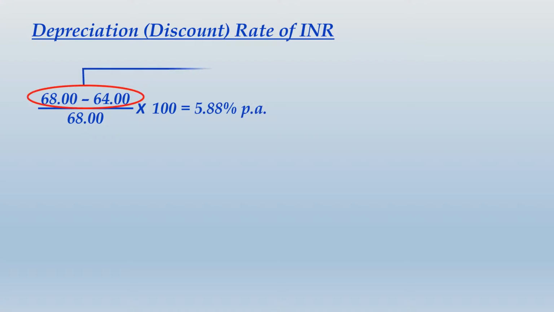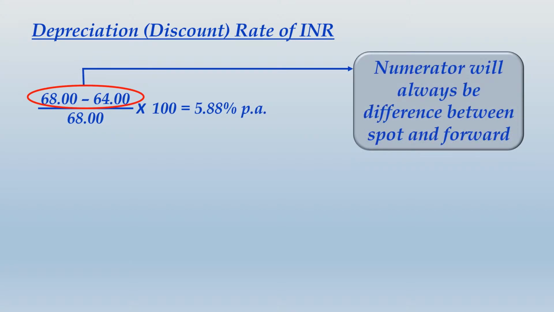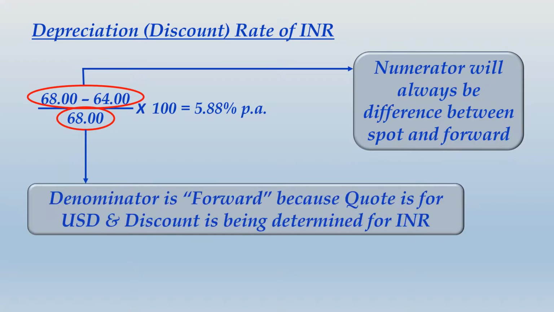The numerator will always remain the same. It will always be the difference between the spot and forward. The denominator over here will be the forward rate. The reason is the quote is given for USD, but you are computing the discount rate for INR. So take note of this because none of you could give me the correct answer for this one. And let me know once you are done with it so that we can move ahead.